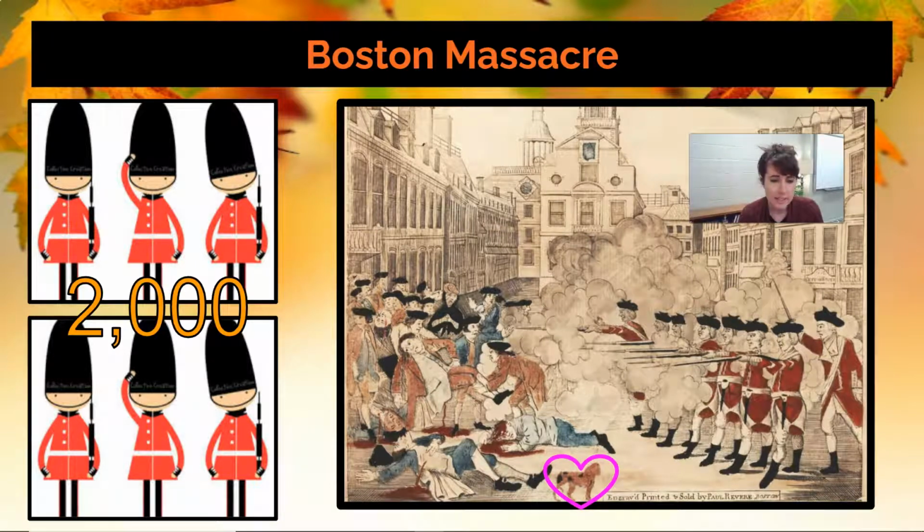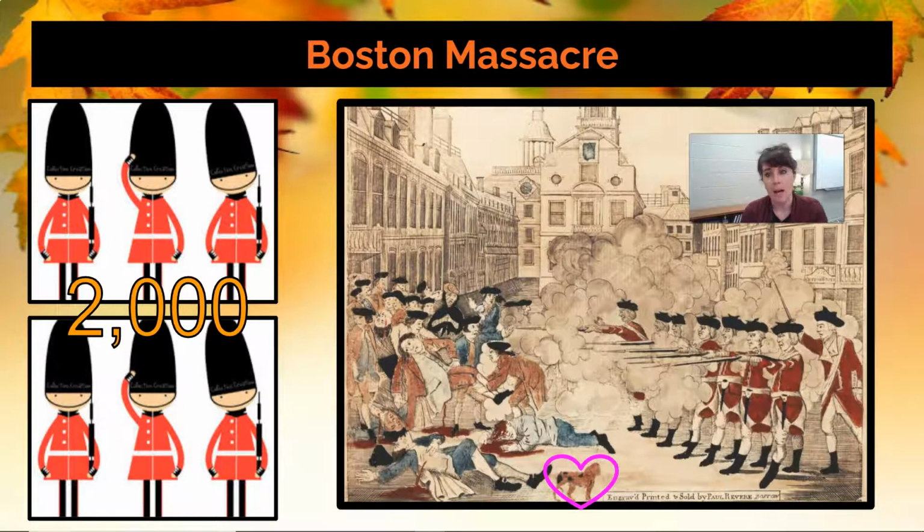Okay, so this is going to happen in early March of 1770. So it was still really cold in Boston. There's still snow on the ground. And what's happening is there are some British soldiers who are guarding a customs house. So a customs house is like a house where all of the tax money was. And so they're guarding the king's money, right? They're guarding this customs house.